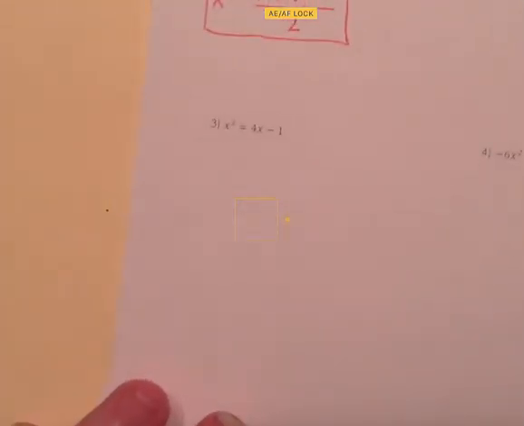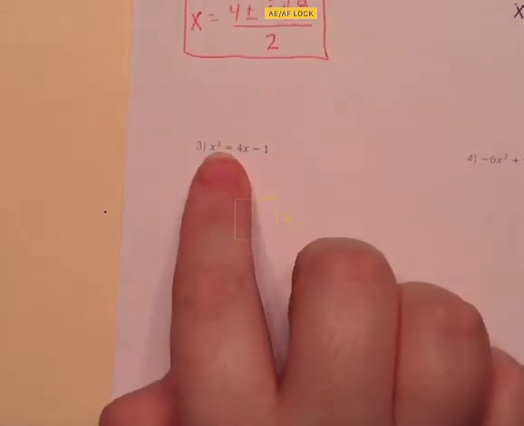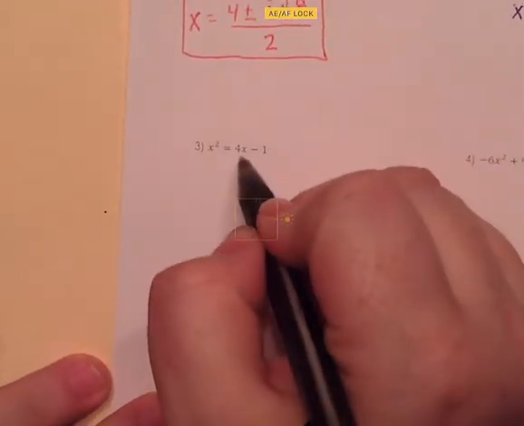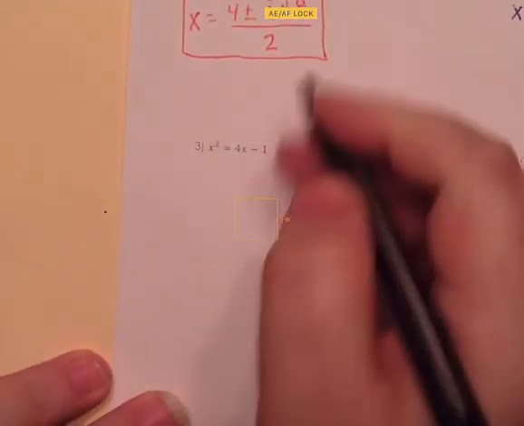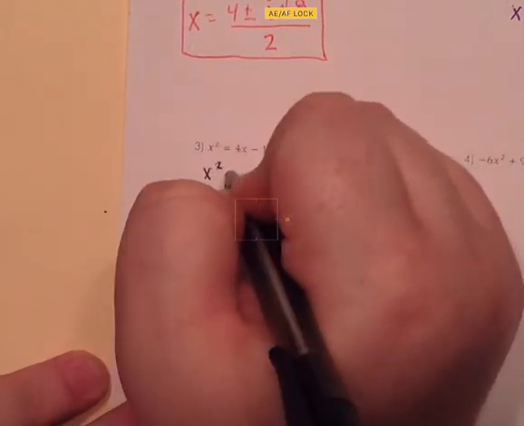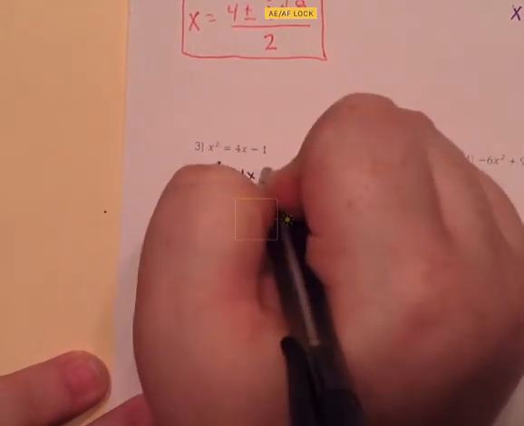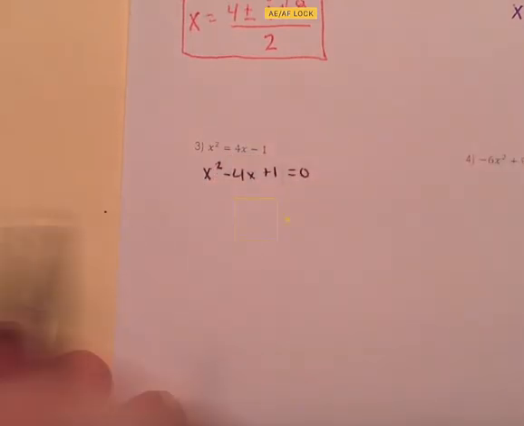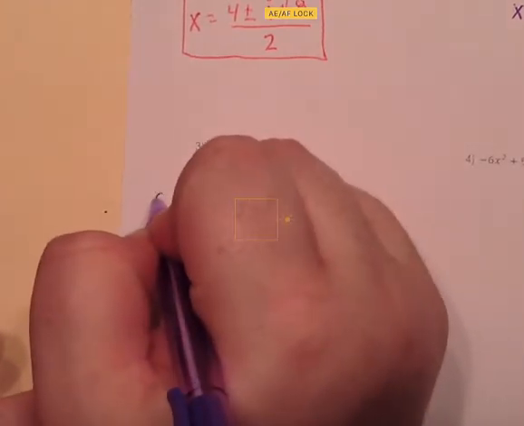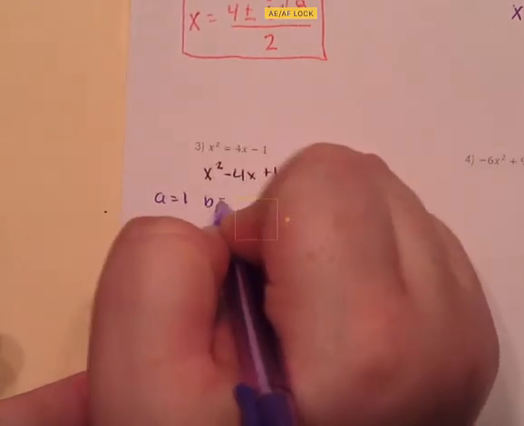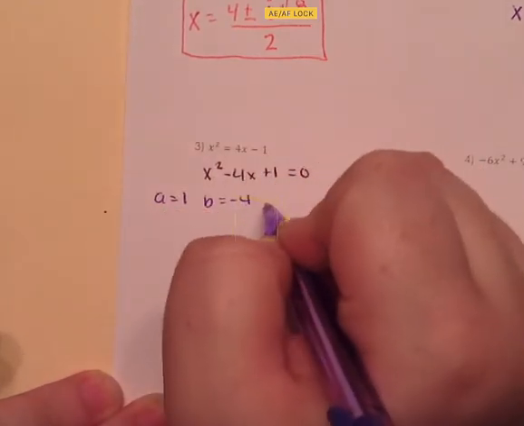Moving on to this third one. We again want to put this into standard form. Our x squared is already positive, so we're going to subtract the 4x and then add the 1. So we have x squared minus 4x plus 1 equals 0. So using the quadratic formula, we have a equals 1, b equals negative 4, and c equals 1.